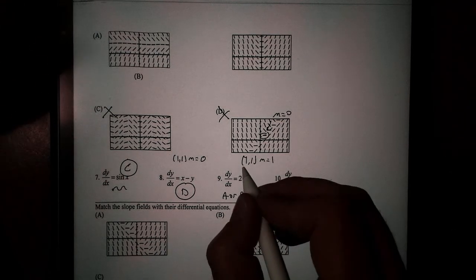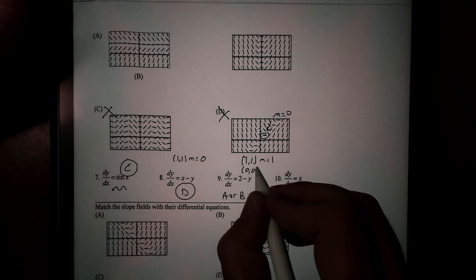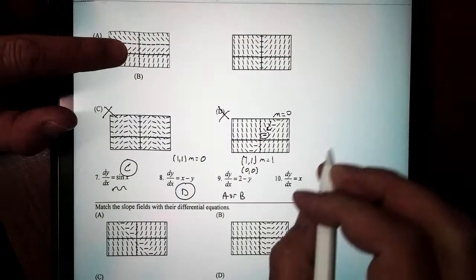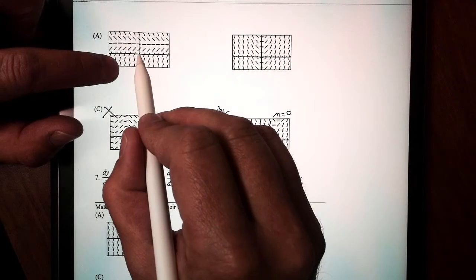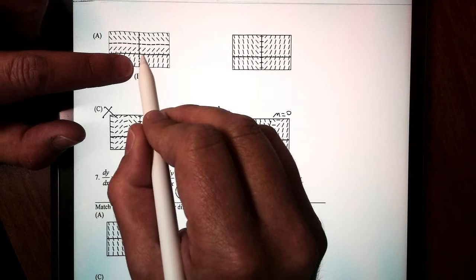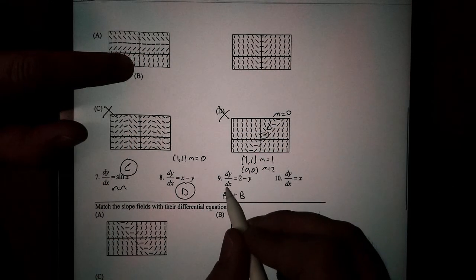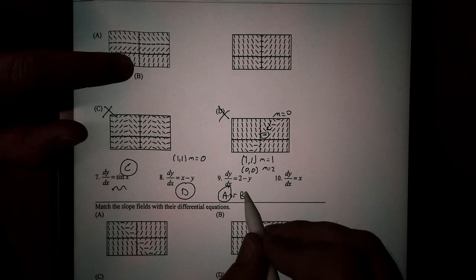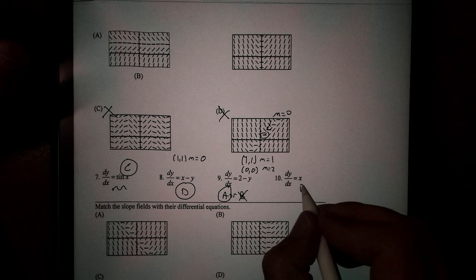So I just pick another point. Let's do (0, 0). They look different at (0, 0). My slope here would be 2. Well, if I go over here, (0, 0), my slope here is 0. So the answer is going to be A, because here at (0, 0), the slope looks 0. So it's not going to be B. And of course, by default, this would be B.